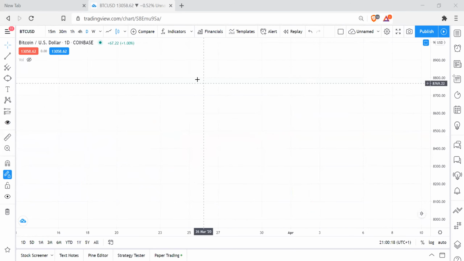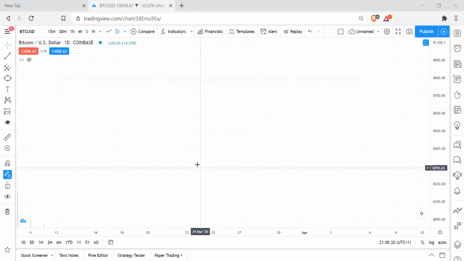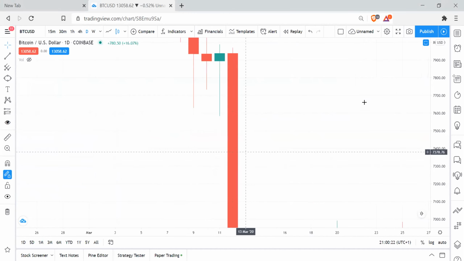Although my drawing is nice, I like my drawing, thank you. But actually, would prefer that we see that on an actual candlestick chart.